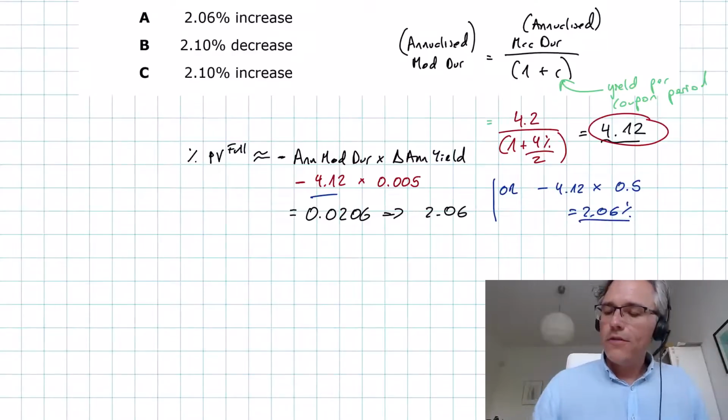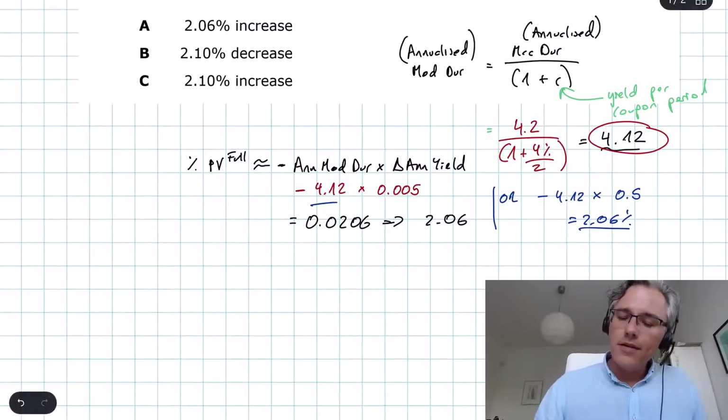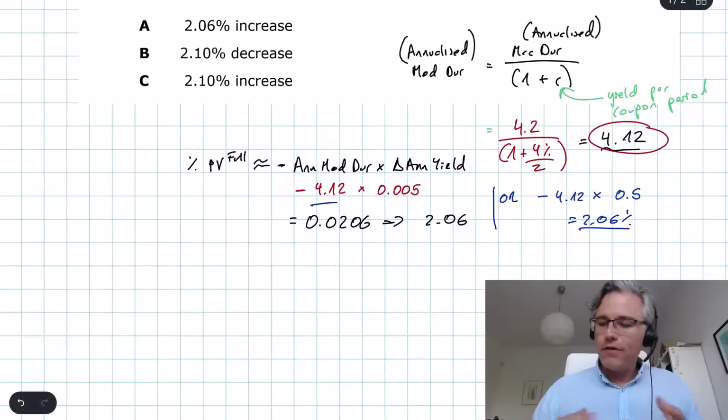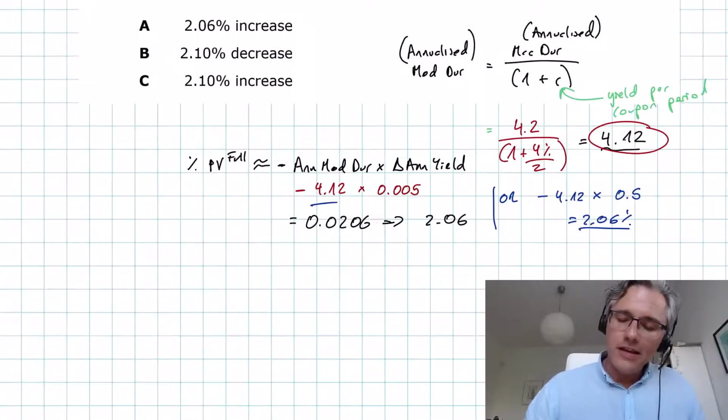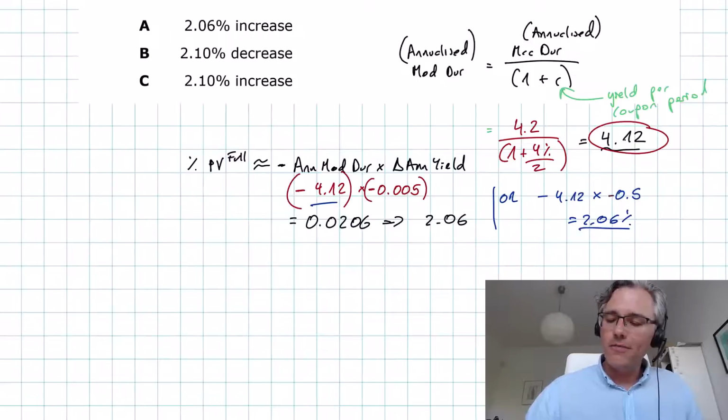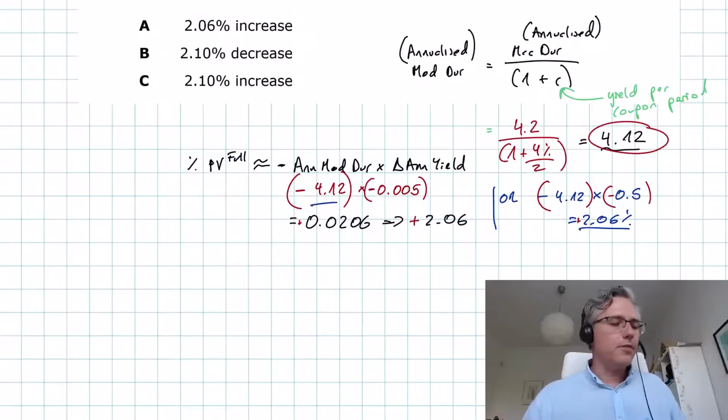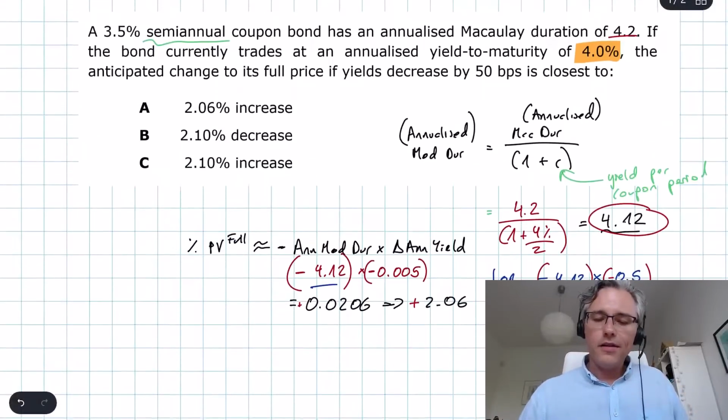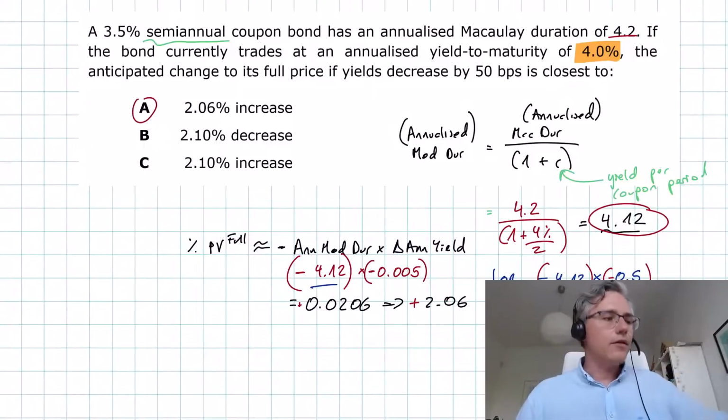So 2.06 increase. Now I wasn't very mindful of the units. Yields were dropping, so I should have had a minus here, a minus here, and a minus times a minus always produces something positive. That's the thing I forgot because I was carried away doing the explanation of the units, but you get the idea, hopefully. It's answer A, a 2.06% increase.